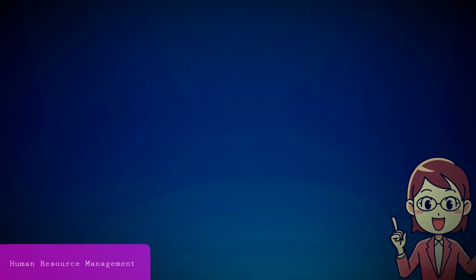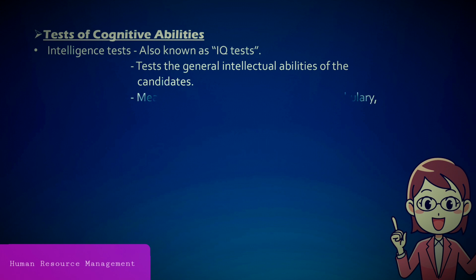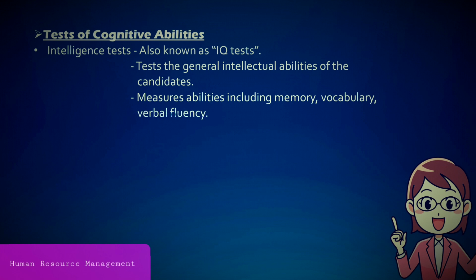The first one is tests of cognitive abilities. There are two types under this. The first one is the intelligence test. They are also known as IQ tests. These tests are followed to test the general intellectual abilities of the candidates. Usually these tests measure abilities such as memory, vocabulary, and verbal fluency.